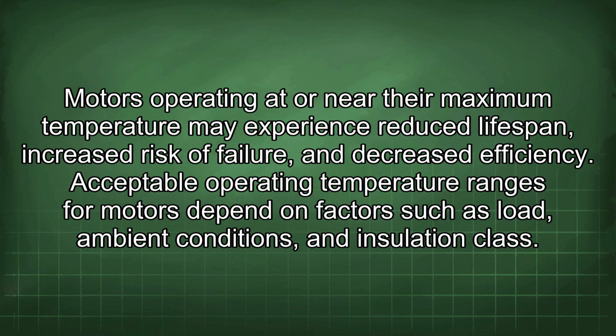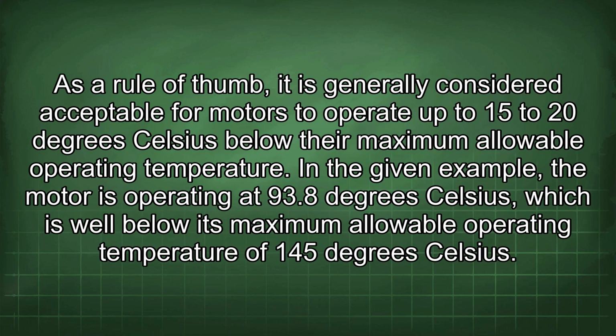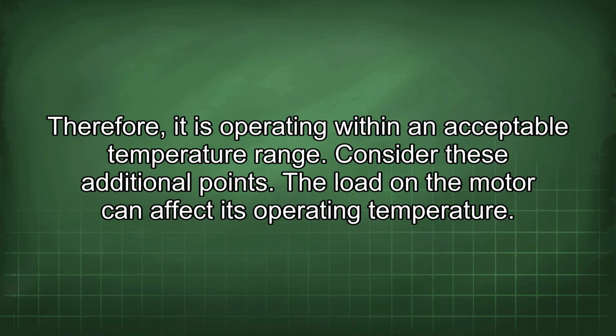Acceptable operating temperature ranges for motors depend on factors such as load, ambient conditions, and insulation class. As a rule of thumb, it is generally considered acceptable for motors to operate up to 15 to 20 degrees Celsius below their maximum allowable operating temperature. In the given example, the motor is operating at 93.8 degrees Celsius, which is well below its maximum allowable operating temperature of 145 degrees Celsius. Therefore, it is operating within an acceptable temperature range.